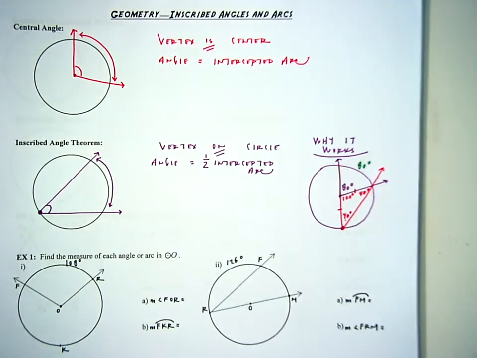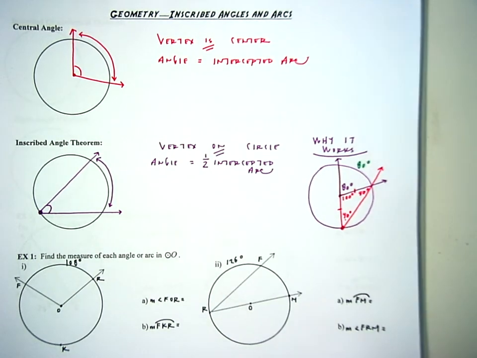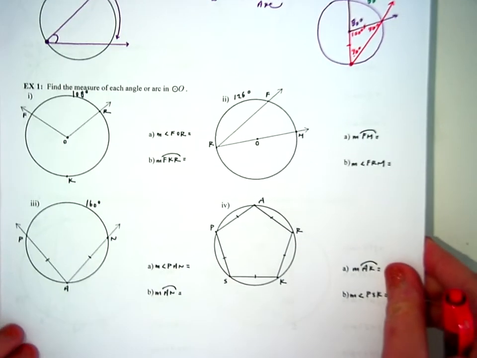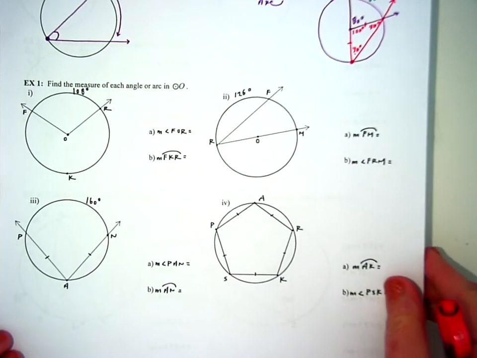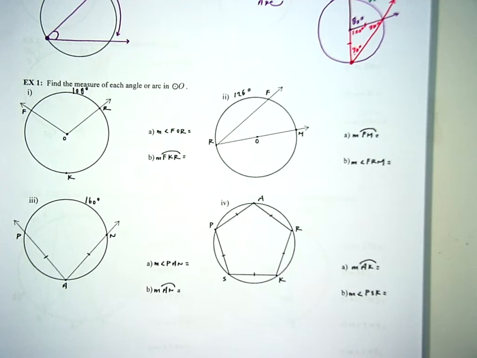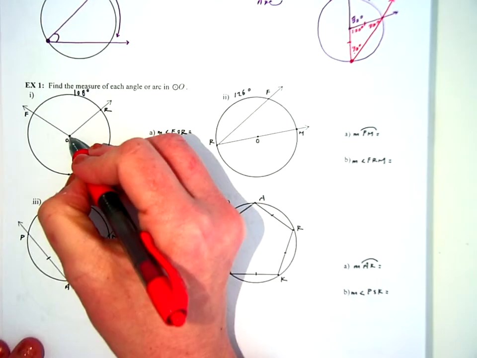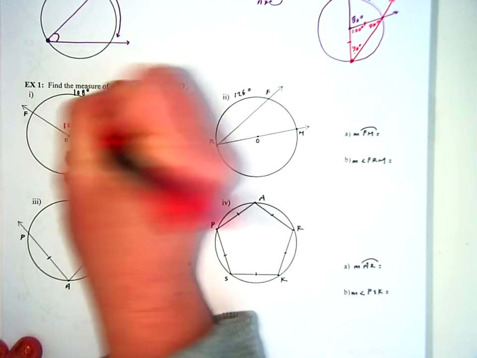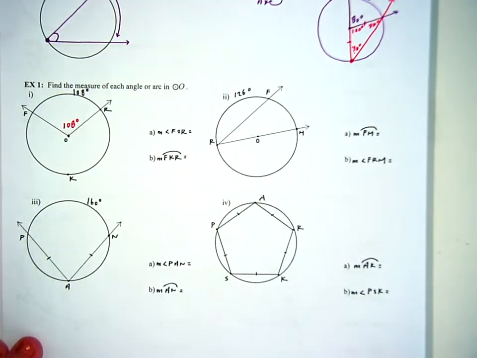So now a few examples. Here I'm saying find the measure of each arc or angle in circle O. And that's important because if I call it circle O, that means that O is the center of the circle. Okay. So first up, in looking at the first one, I can see that's the center of the circle. So this would have to be 108 degrees. The central angle will be the same as its intercepted arc.